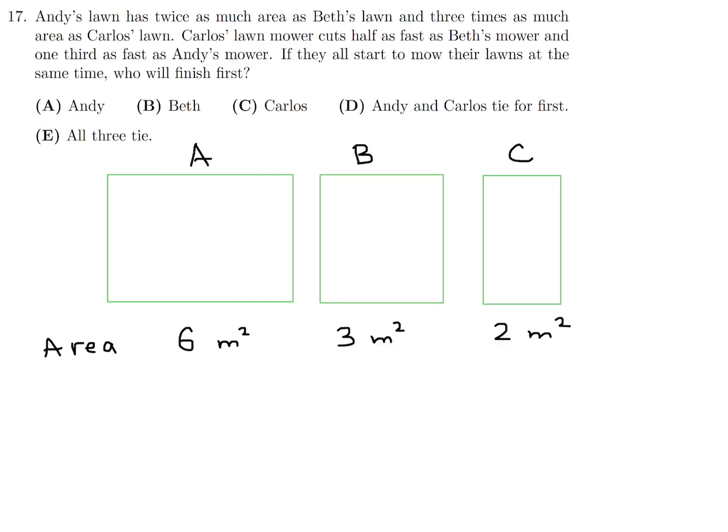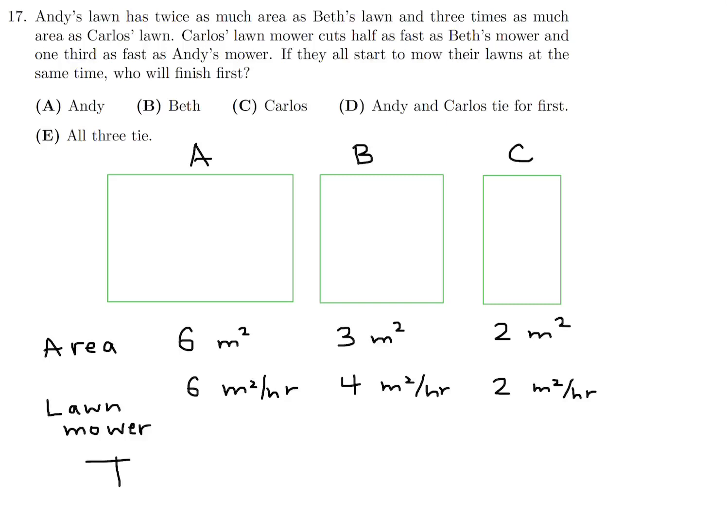And then they tell you information about the lawnmower in terms of how fast it cuts. Carlos's lawnmower cuts half as fast as Beth's lawnmower. So let's say his lawnmower cuts 2 meters squared per hour. Half as fast. So Beth's is 4 meters squared per hour. And Carlos's lawnmower is 1/3 as fast as Andy's. So this would be 6 meters squared per hour. And now we have to figure out the time for each of these.